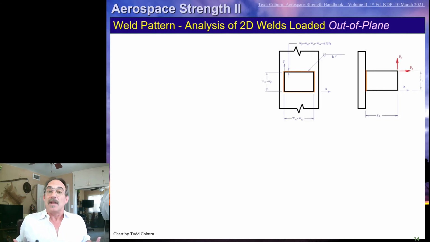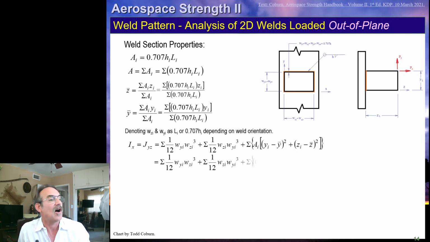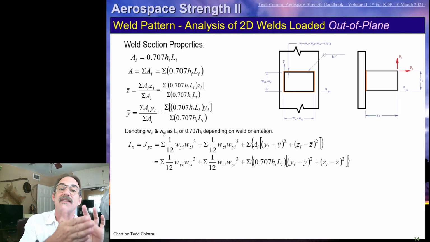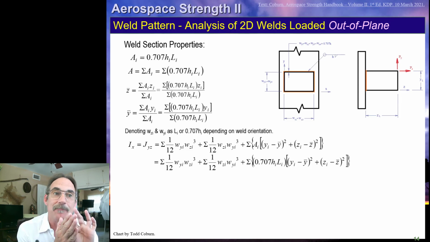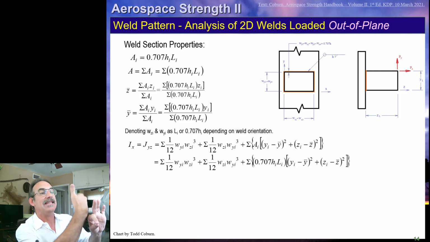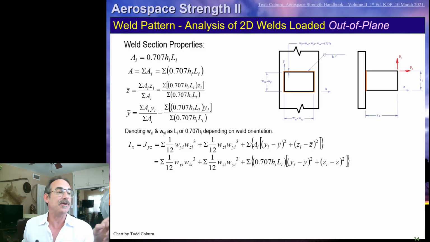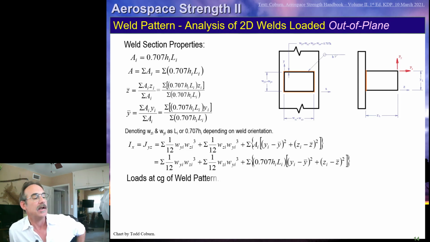Now, if we get an out-of-plane weld, like this one, we're going to follow a similar procedure. Once again, we're going to have properties like this, X-bar and Y-bar, or Z-bar and Y-bar like this. Or now, instead of the resistance to that kind of bending, we call I. Now, you'll notice I about the X-axis here is the same as the J in the XZ plane, as you can kind of see here. But we're going to call it an I.